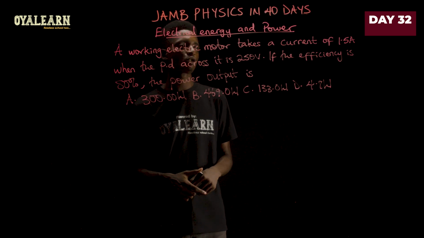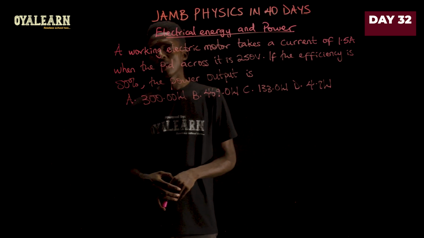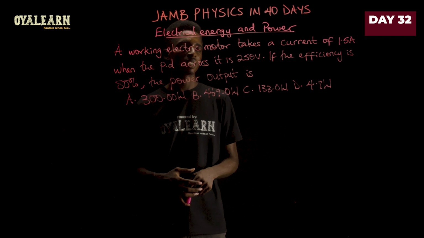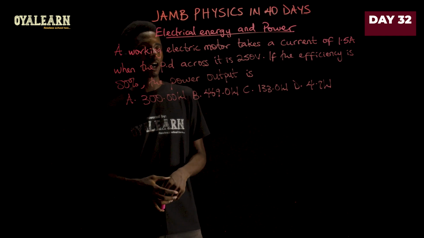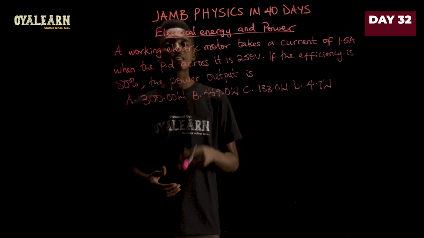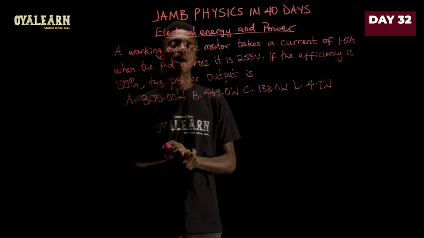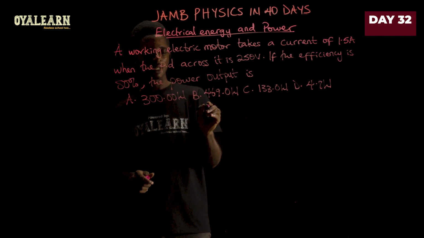A working electric motor takes a current of 1.5 amperes when the potential difference across it is 250 volts. If the efficiency is 80%, the power output is, now efficiency is power output over power input. So let's put that down.